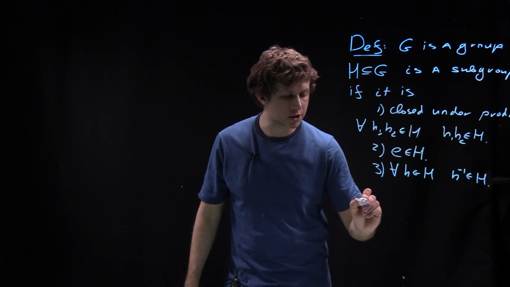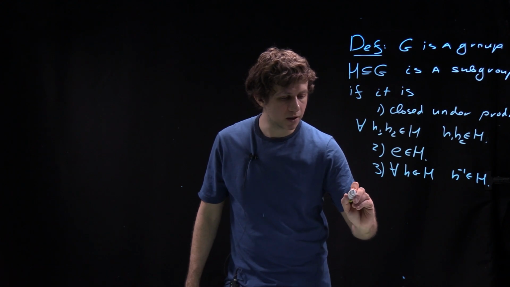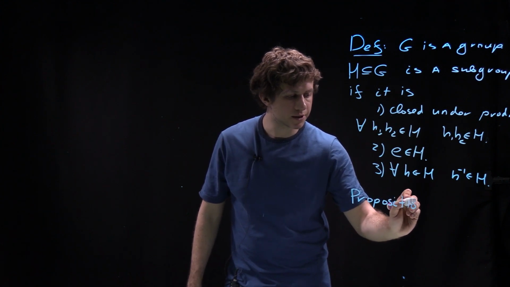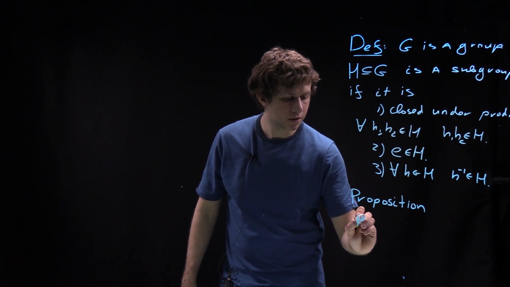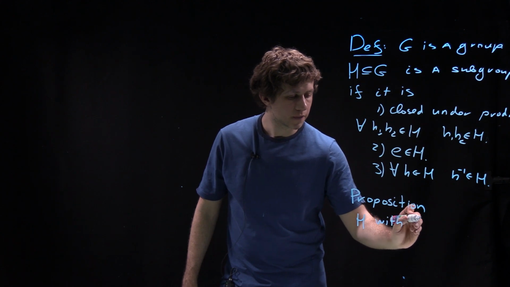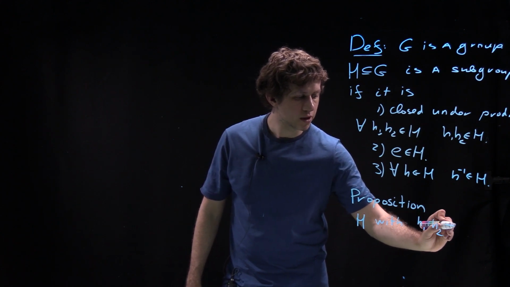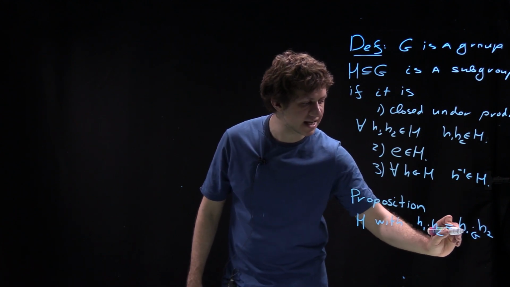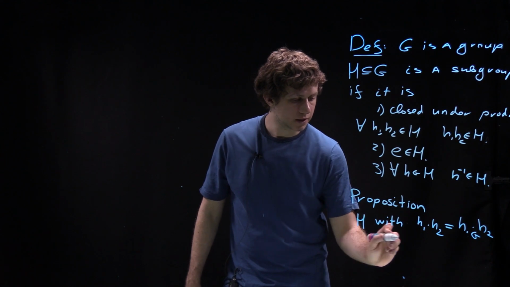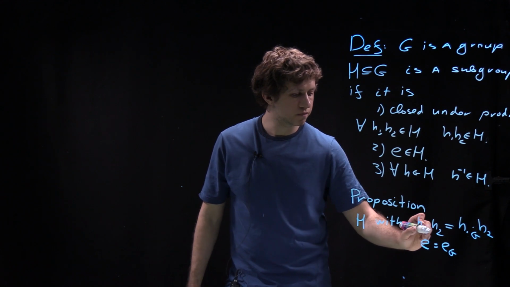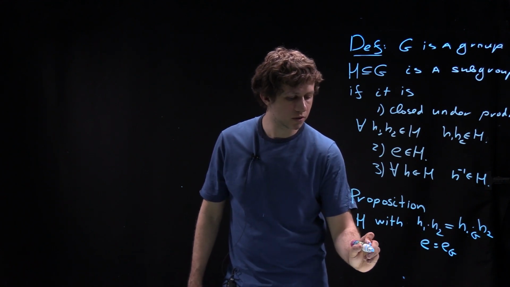And indeed, so this is the proposition: H with h1 times h2 being, and this is a weird way to write it, but what I will write is multiplication as in G, and identity e being the identity as in G, is a group.